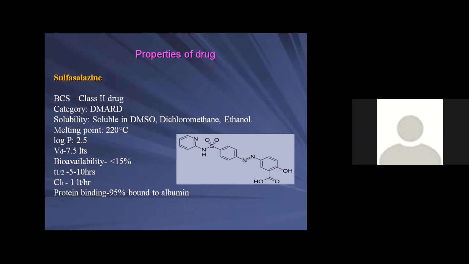If we prepare a nanoparticulate drug delivery system for this particular drug, site specific targeting can be obtained, and we can also improve the bioavailability by particle size reduction. By keeping all these parameters in mind, we have opted for this particular methodology.